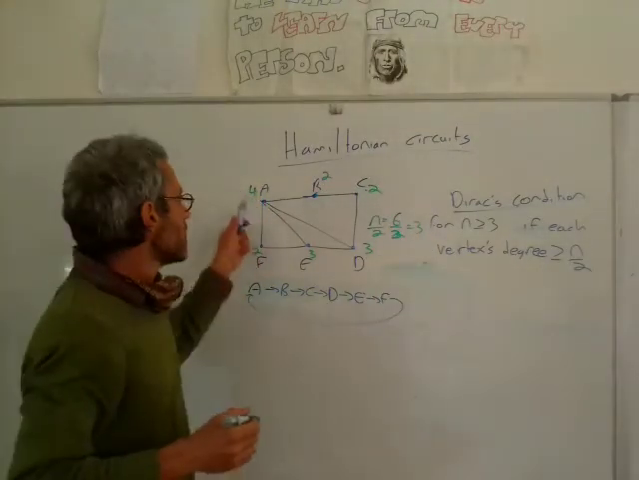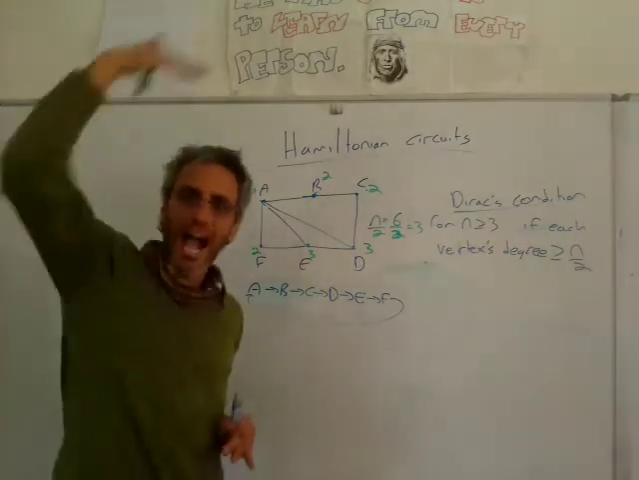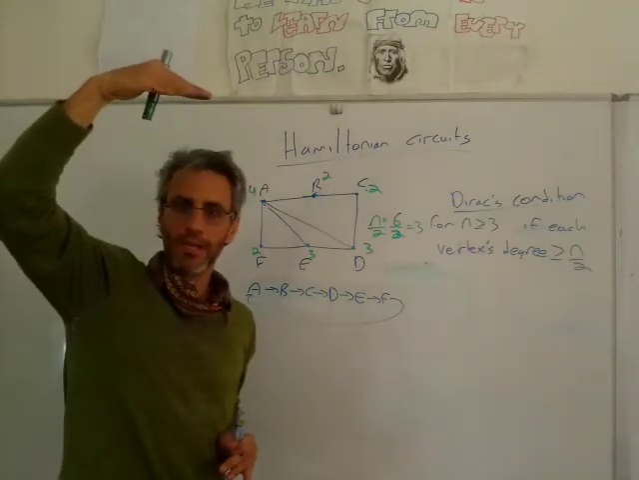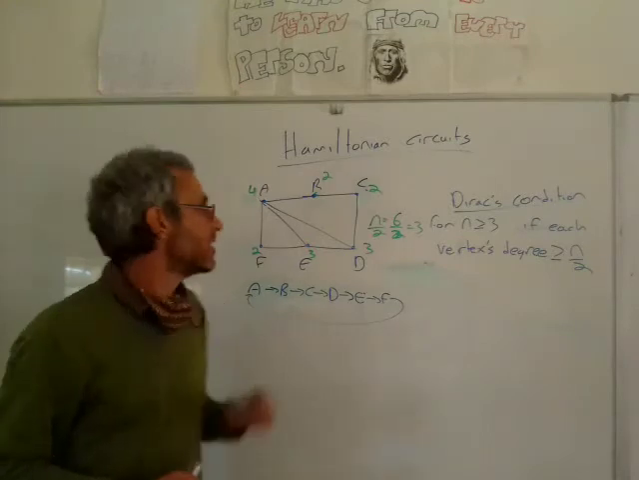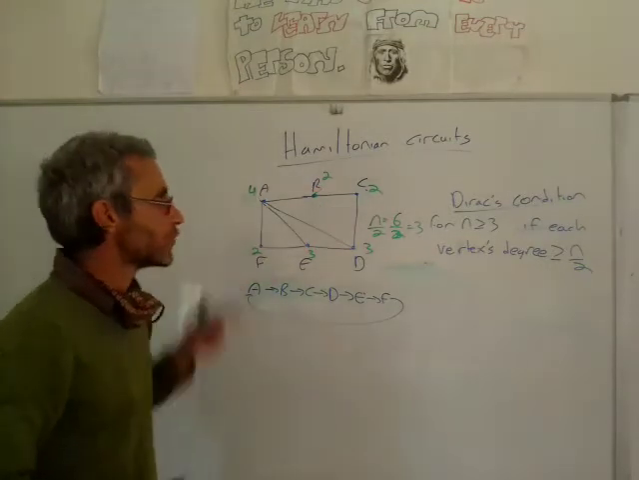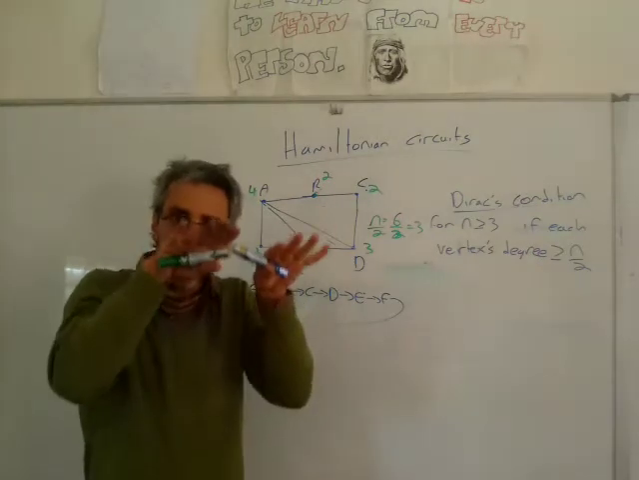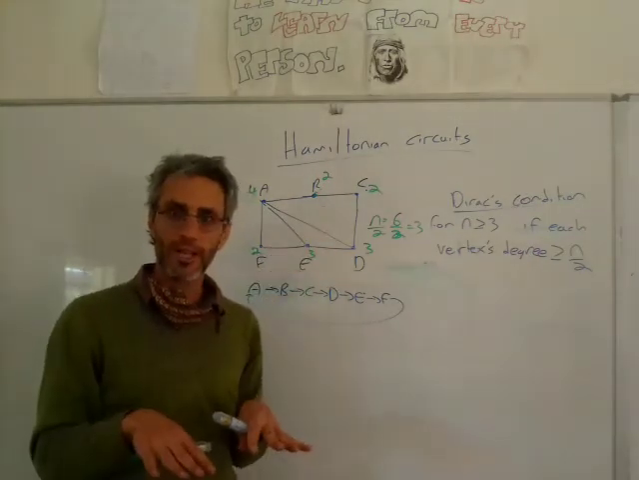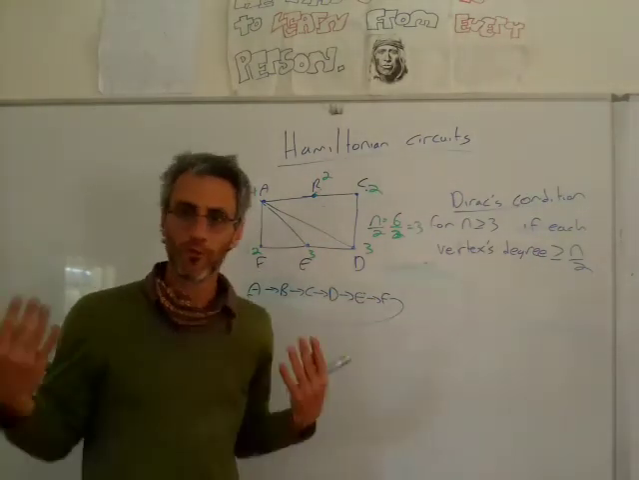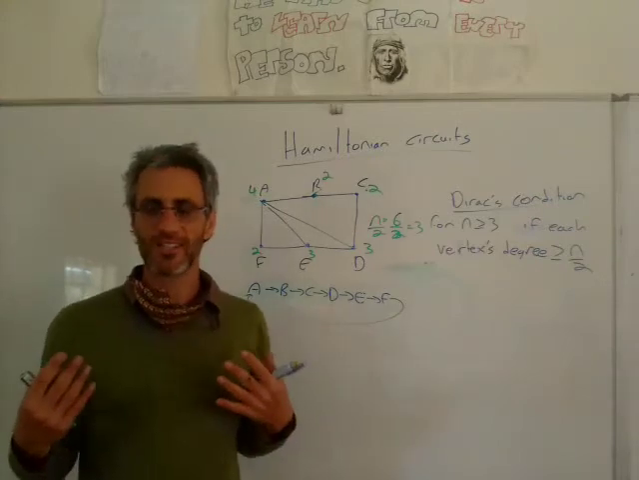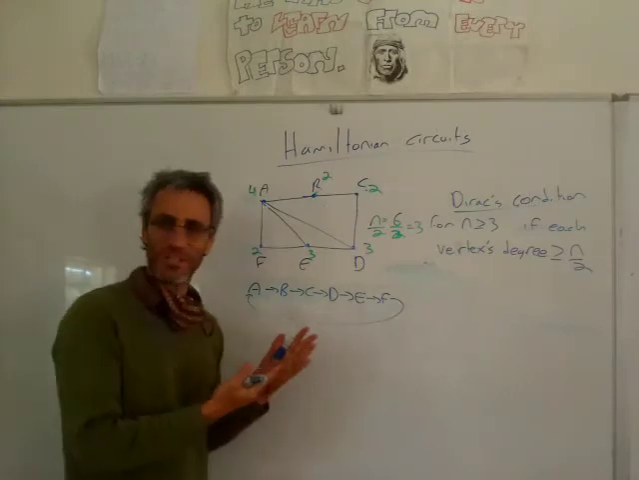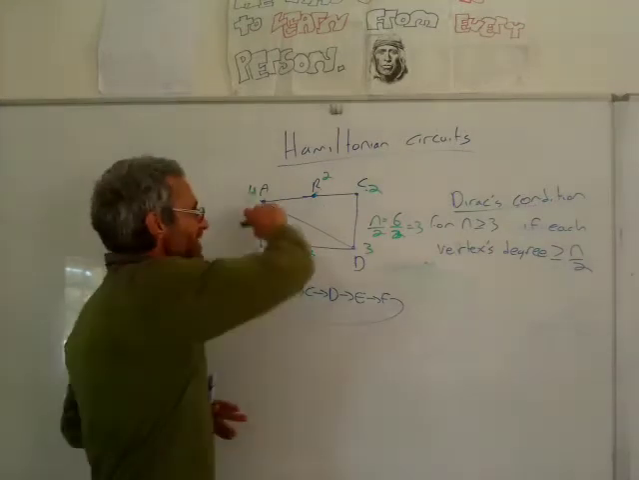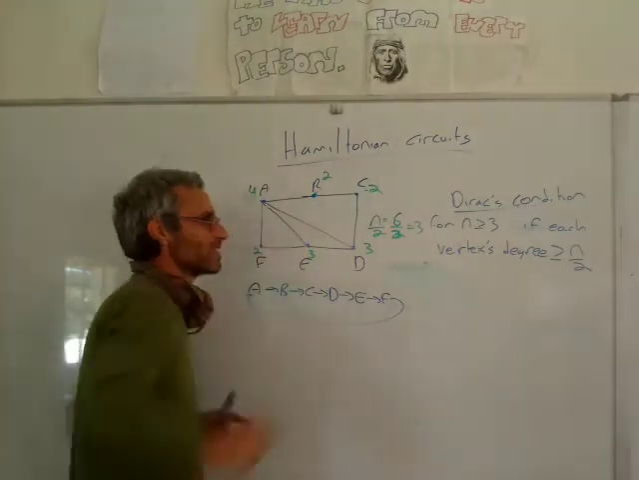So if each one of these degrees was at least 3, then definitely I'm guaranteed to find a Hamiltonian circuit. Now I can see 1, 2, 3 vertices with degree below 3. So Dirac's condition is not fulfilled. We don't have a guarantee that there's a Hamiltonian circuit. However, we have a Hamiltonian circuit. We started this lesson with that, okay? There definitely is a Hamiltonian circuit.